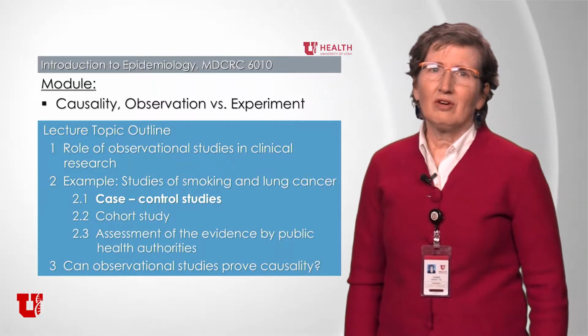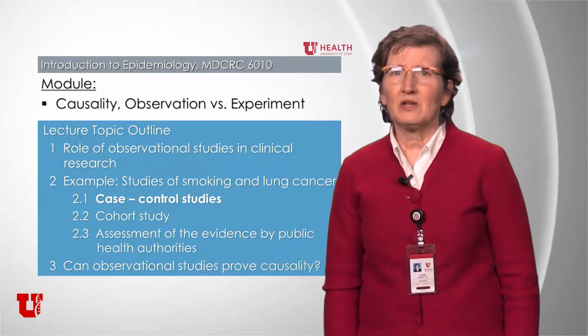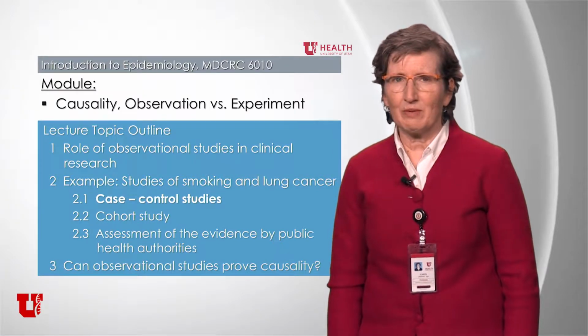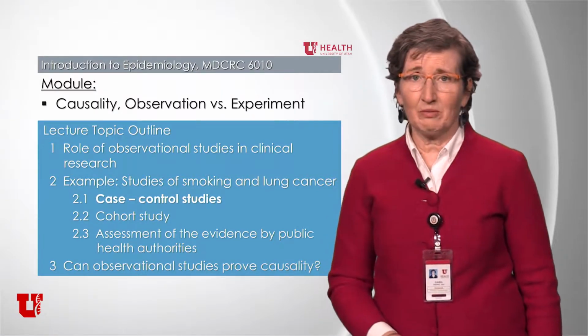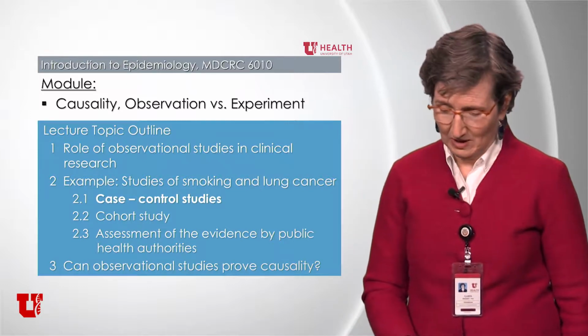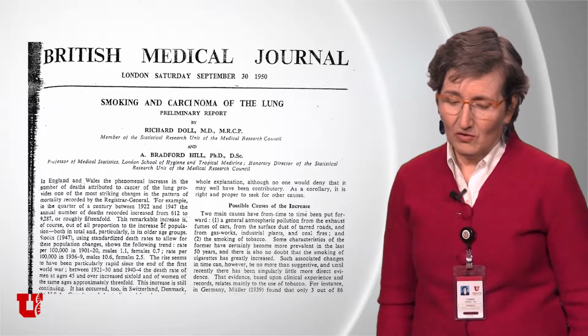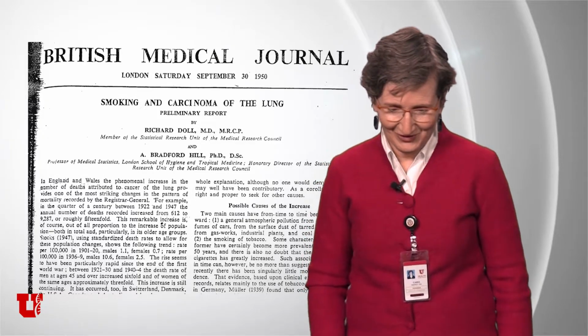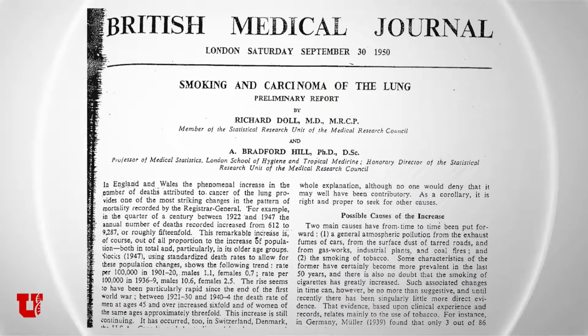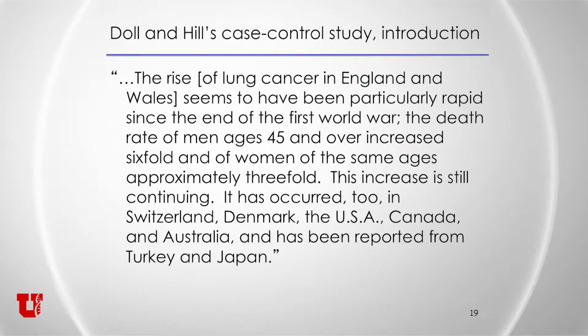So in this segment of our lecture for the module on causality and observation versus experiment, we're going to talk about one of the early case control studies published in 1950 about smoking and lung cancer. This is how the actual journal article looked, British Medical Journal from 1950, and Doll, who was an MD, and Hill, who was a PhD and a mathematician, teamed up and did this study and published it.